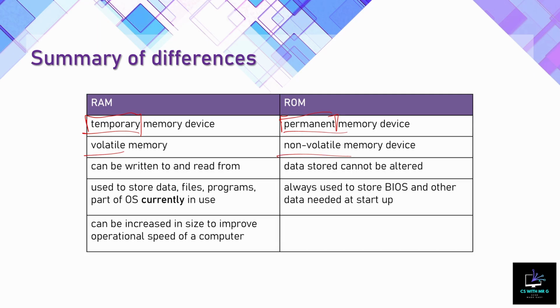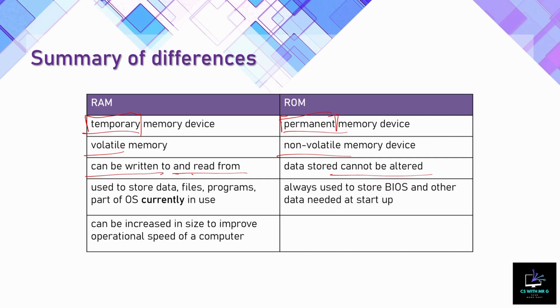RAM, as we can guess, can be written to and read from. So we can choose what goes into RAM, because simply by opening a program or application, that will then go into RAM. So we can choose what goes in it. ROM, on the other hand, cannot be altered, it's read-only. It's installed by the manufacturer, and us as the user cannot alter what's going on inside ROM.